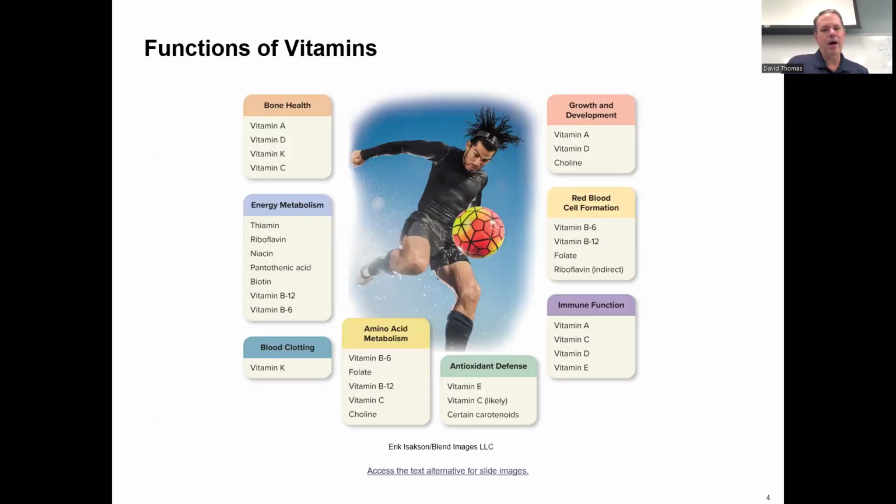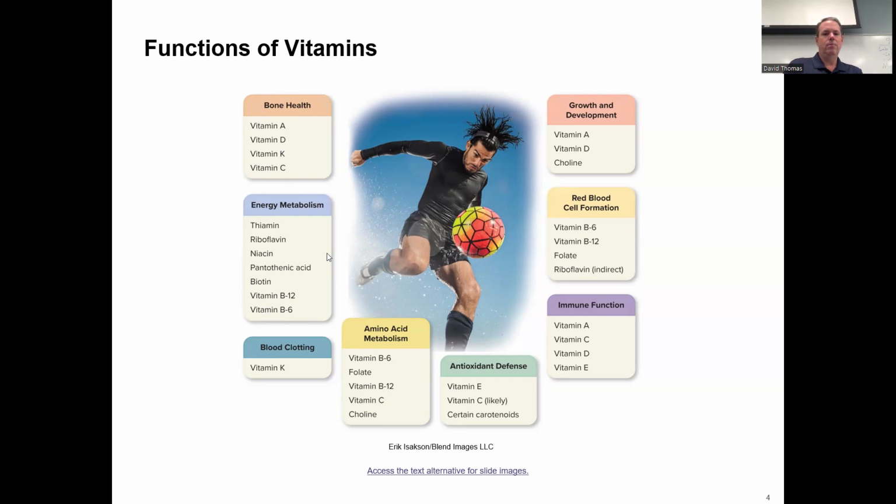We're not going to go through all of this now, but this is a nice quick snapshot, a diagram that's in your textbook. It summarizes some main categories of functions and lists the main vitamins that have some impact on them. So for example, for our bones, obviously we need calcium. And our bones have collagen fibers, protein fibers, so these particular vitamins really help to maintain our overall bone health, strength, and composition.